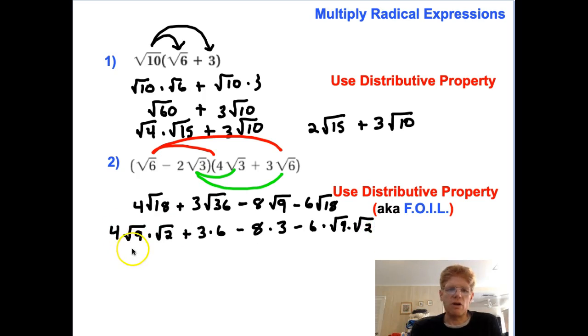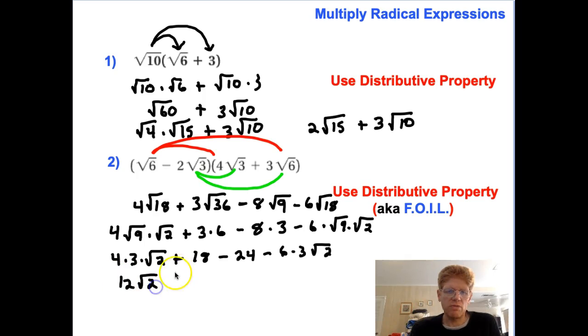Let's go ahead and do all our simplifying again. 4 times the square root of 9, which is 3, so 4 times 3 times square root of 2. You don't have to write out each one of these steps every time, but I want to show you in this case. 8 times 3 is 24, minus 6 times the square root of 9, perfect square, that's 3, square root of 2. One more little step here. We'll get 12 square root of 2, 4 times 3 there, plus 18, minus 24, minus 18 square root of 2. Still not done. We've got to combine our like terms, right?